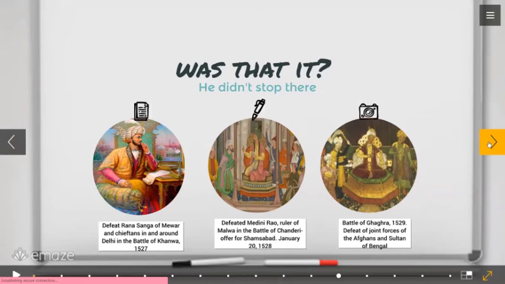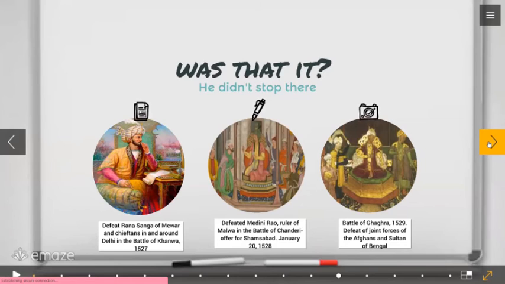Rana Sanga thought, okay, he'll invade the place and he'll go back, but Babur didn't go back. He decided that I will build an empire over here. So Rana Sanga saw this as a threat, and he decided to show his resistance. Rana Sanga of Mewar, with the combined forces of the chieftains in and around Delhi, fought against Babur in the Battle of Khanwa in 1527.